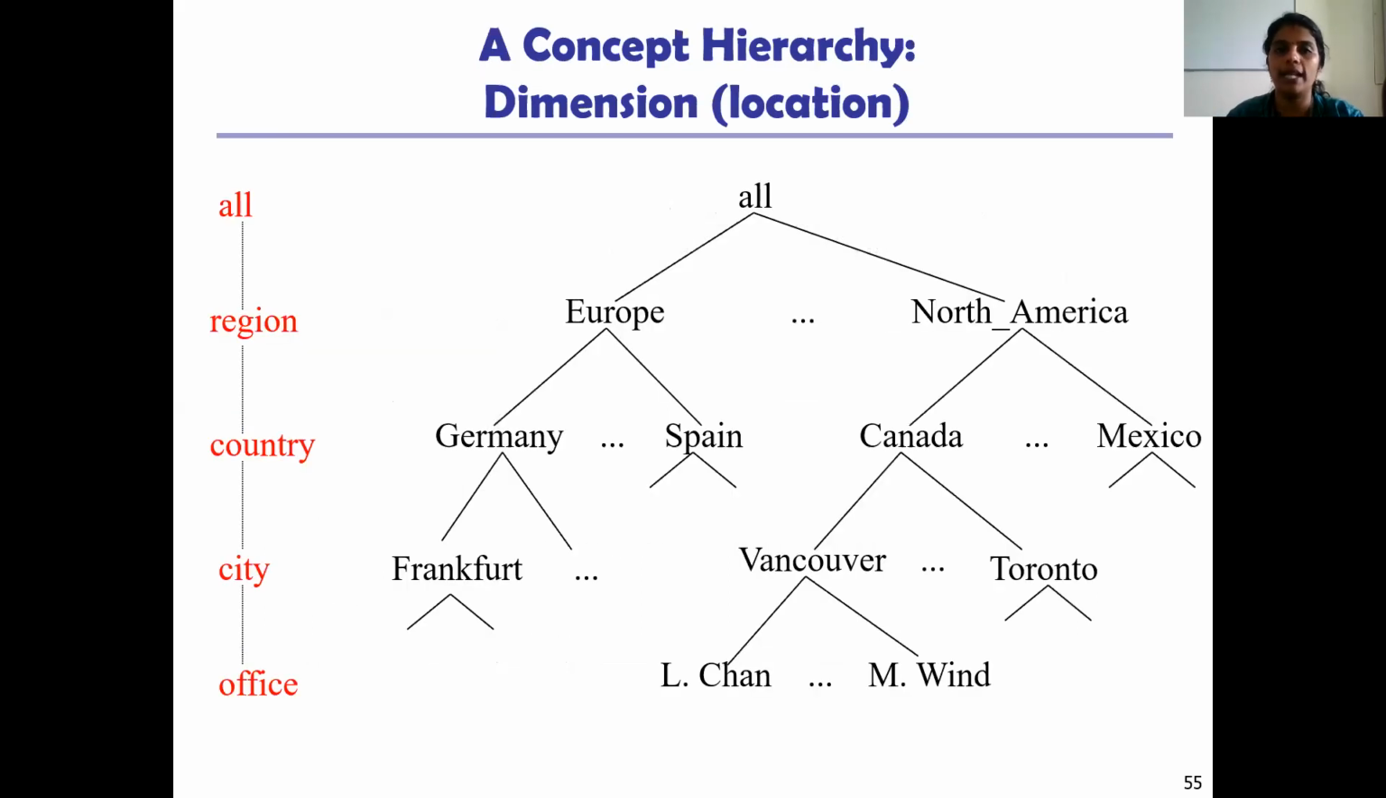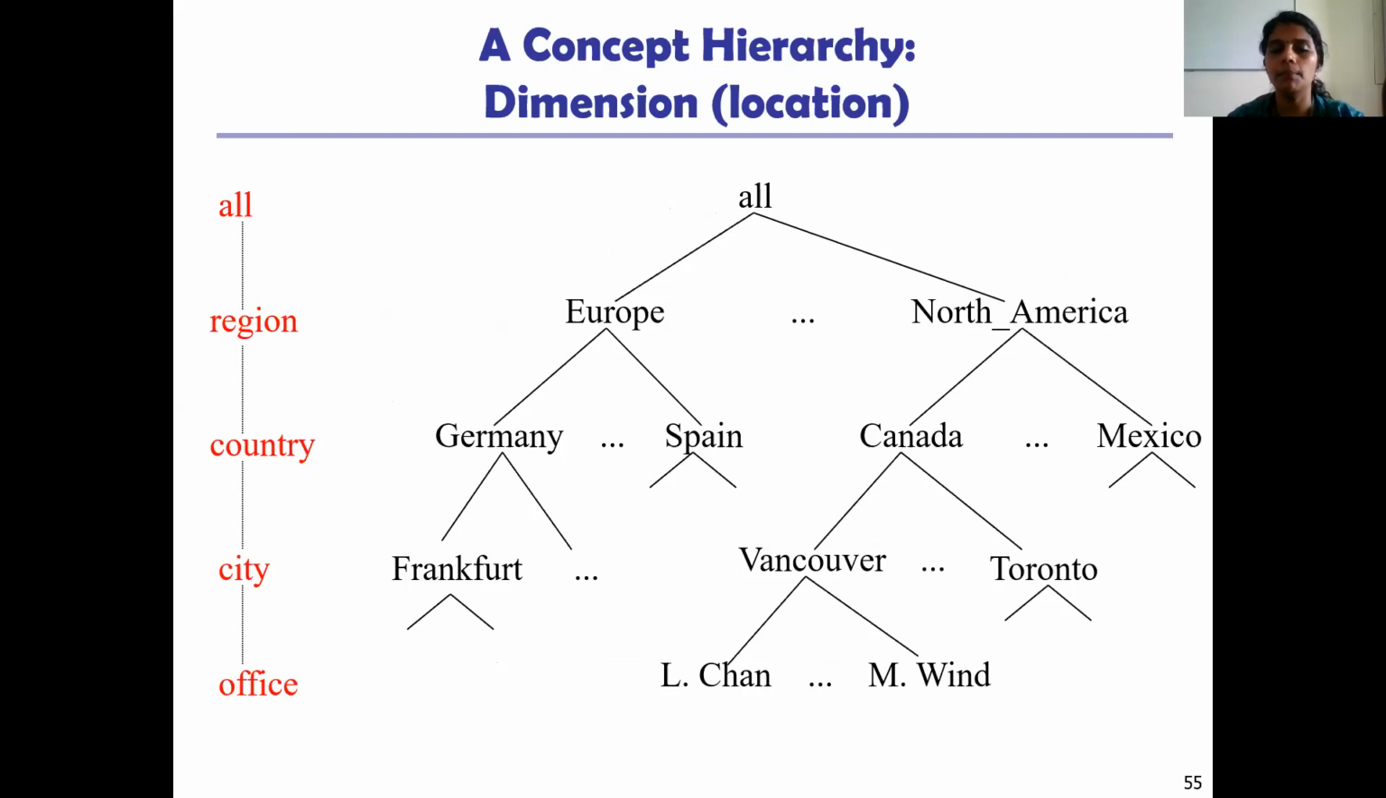I have shown one example with a figure here. The dimension location can be defined in a concept hierarchy like this. At the lower level, you can have the branch of the office. The branch of the office belongs to a particular city. The city belongs to a particular country. The country belongs to a particular region, and the region belongs to all the regions, or the whole world, right? So this is forming a hierarchy.